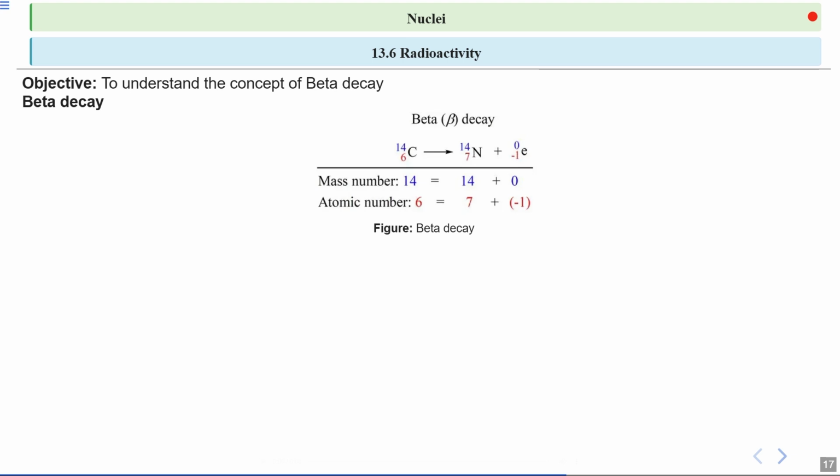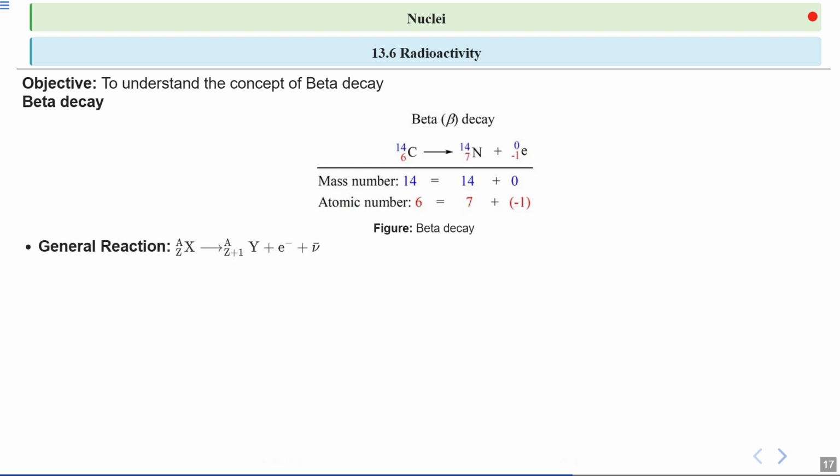Notice the diagram on the slide. This shows a nucleus undergoing beta decay. In this process, a neutron inside the nucleus changes into a proton and an electron is emitted. This emitted electron is called a beta particle. Keep in mind that this is one way that unstable nuclei can transform into a more stable form.